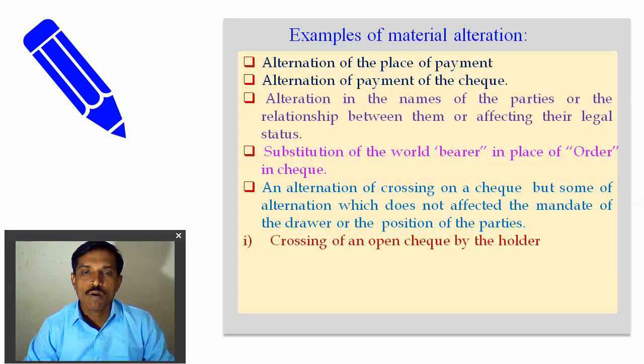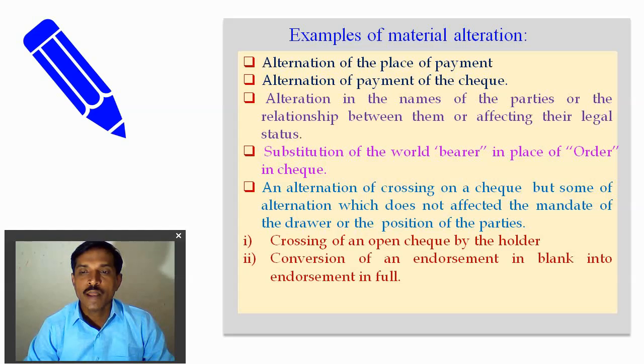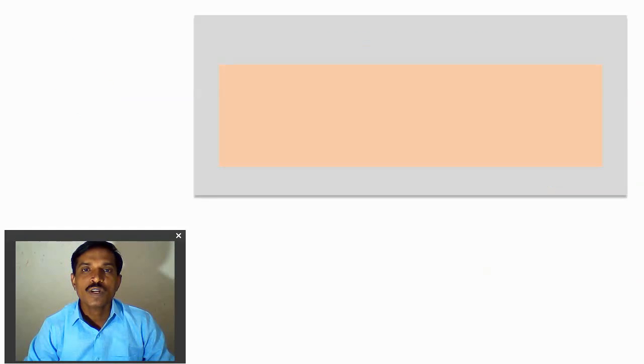Crossing of an open check by the holder, and the conversion of an endorsement in blank into an endorsement in full: these are the material alterations. So the bank takes precautions when paying the amount and honoring the customer's check. These are the material alteration examples.